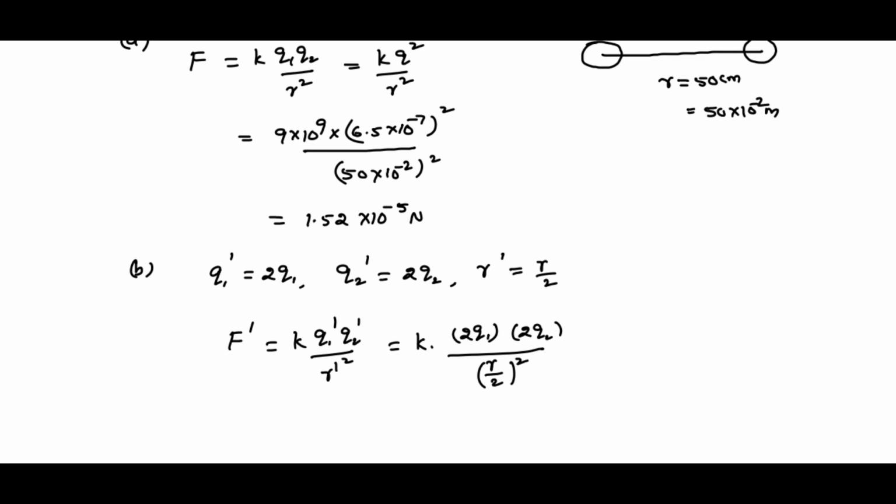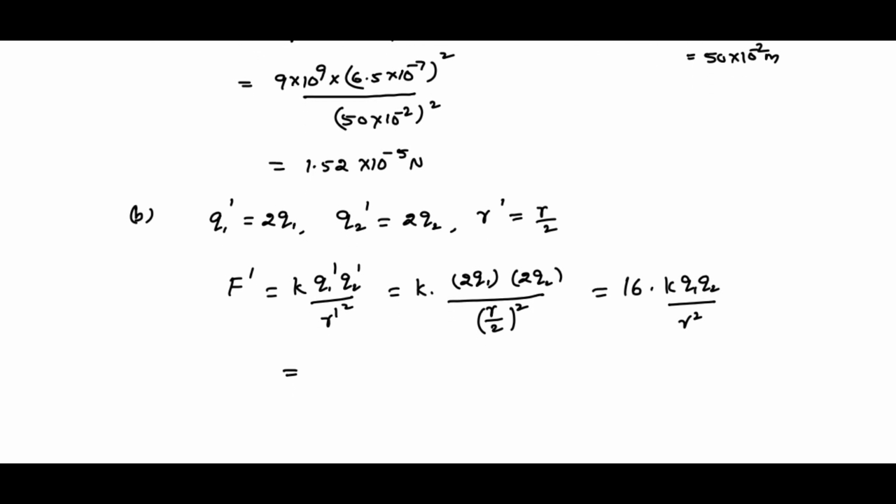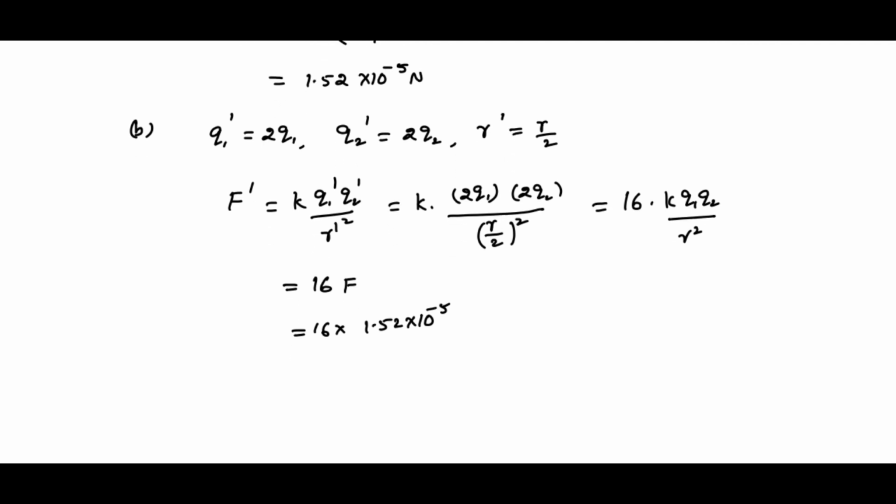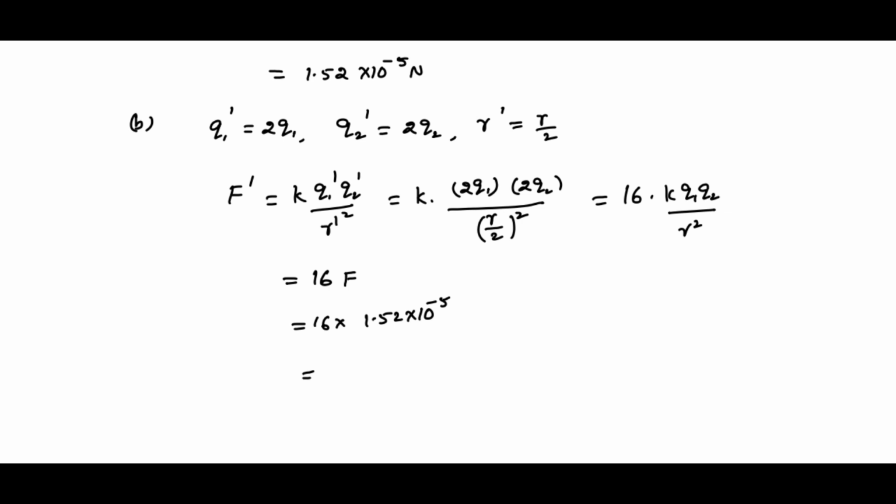So that is equal to, in the numerator we get 4 and in the denominator it becomes 1 by 4, so 16 times K Q1 Q2 divided by r square. That is equal to 16 times the initial force. We got 1.52 into 10 power minus 5, so after simplification we will get 2.432 into 10 power minus 3 Newton.